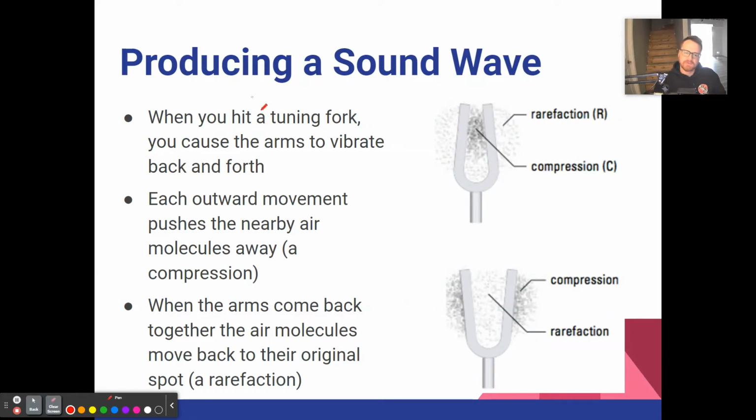So you hit the fork, and it causes the arms to vibrate back and forth, and the outward movement pushes the nearby air molecules away. This is a compression. When the arms come back together, the air molecules move back to the original spot. This is rarefaction. That's what's happening here, and that's how sound is produced. That is more or less how sound is produced using your voice box, using the air pushed by your voice box.